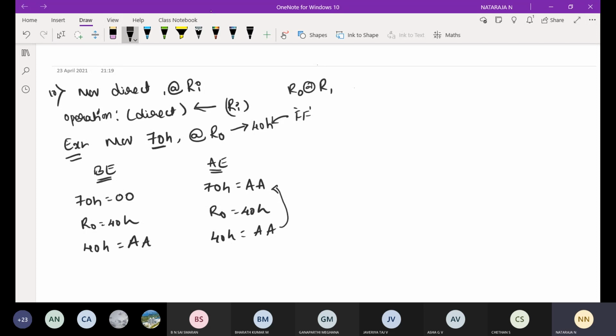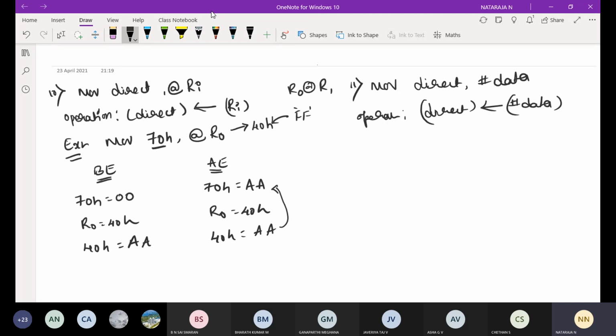Now take the 11th example. Move direct comma hash data. Operation: direct data.